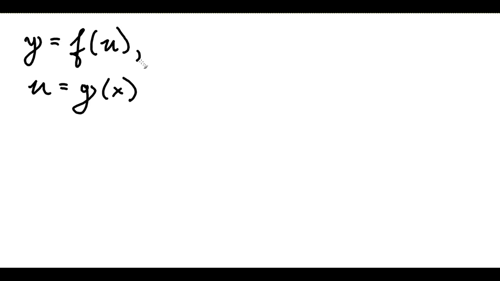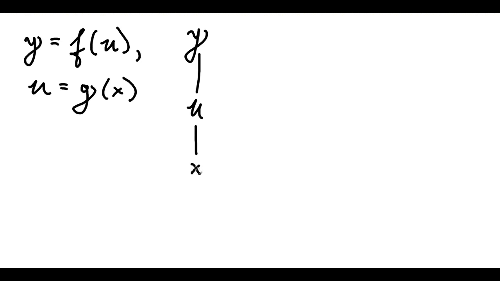And if we wanted, we could draw a sort of dependency diagram showing that y at the top here depends upon the variable u, and u depends upon the variable x. Okay? And at each stage, we have this sort of relationship here.